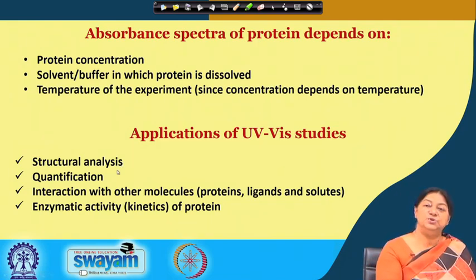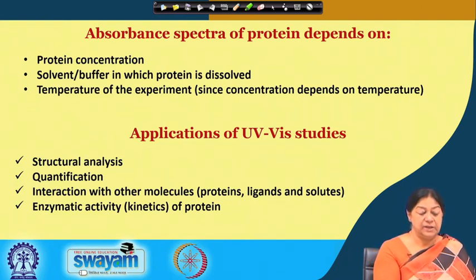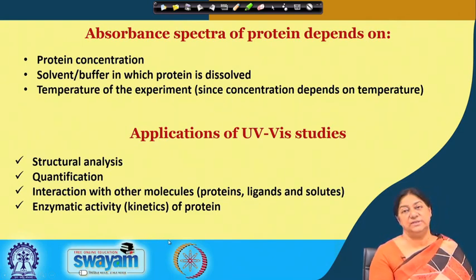For structural analysis, which we will see later on when we consider proteins and protein denaturation, we will see how the tryptophan or the tyrosine, mostly, their absorbance changes as a protein unfolds. And the enzymatic activity or kinetics of proteins can also be studied with the use of UV spectroscopy. If we have a colored protein, then we can use the visible region to look at the absorbance of the protein, determination of concentration, and any such associated method.